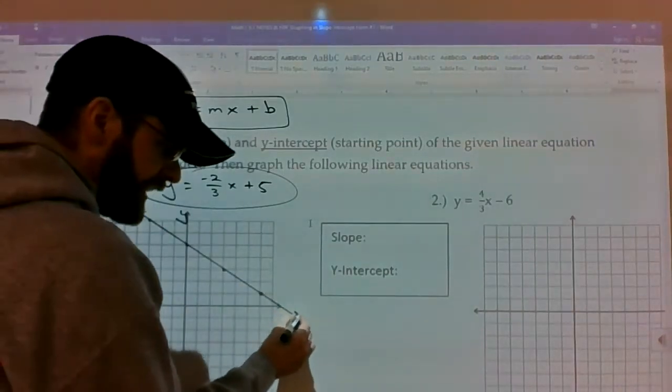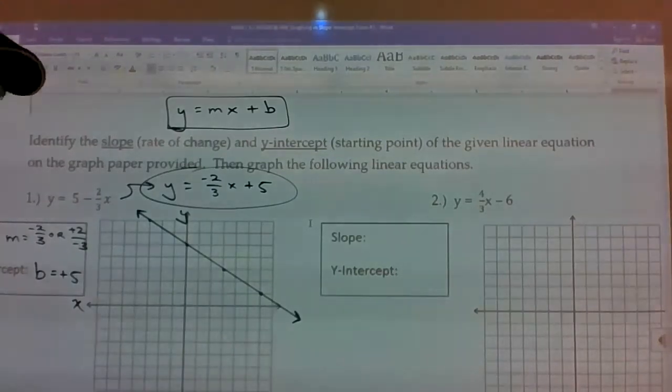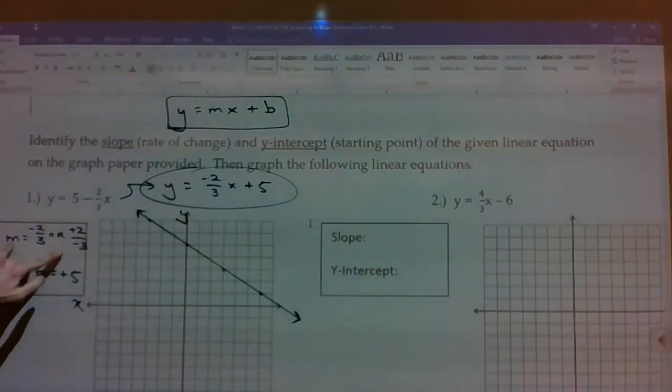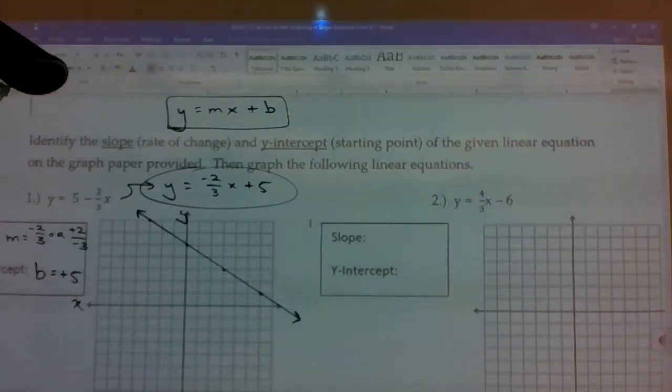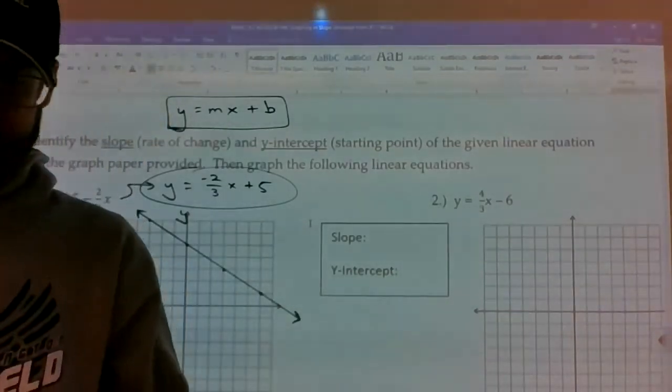Put arrowheads on the end of that to indicate that it goes on forever in those two directions. And there's number 1. This is what it looks like in slope-intercept form. This is the slope, here's the y-intercept, and here's 4 points that I plotted on that line. Let's check out number 2.